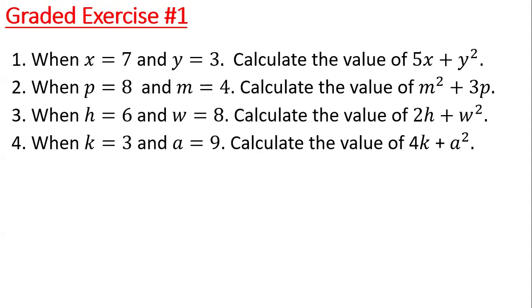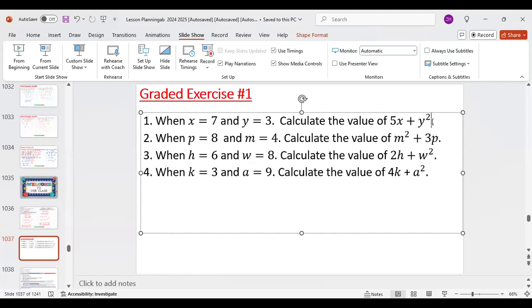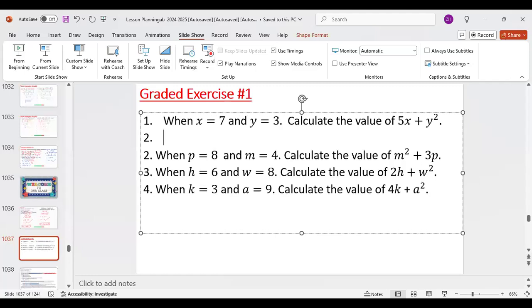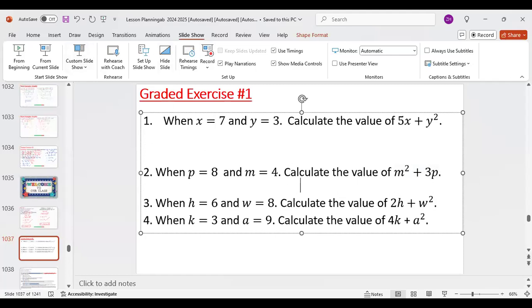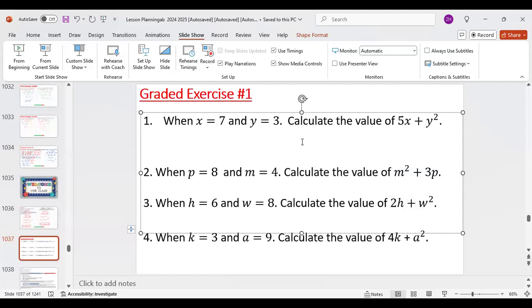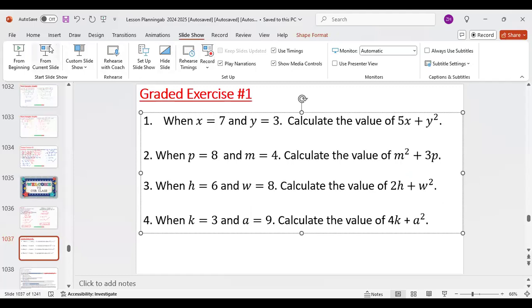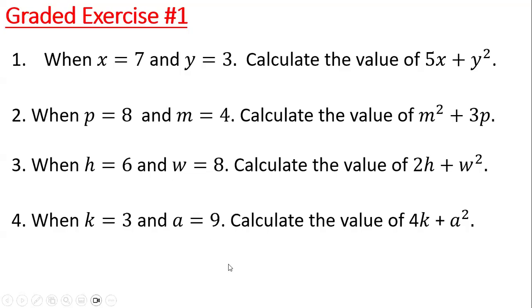All right. Let's go ahead and answer these questions. For number 1, let's go ahead and do it. Number 1, we have 5x plus y squared. Let me see if I can separate these properly so we have enough space. Okay, that should be enough. All right. For number 1, any volunteers? Come here with number 1.